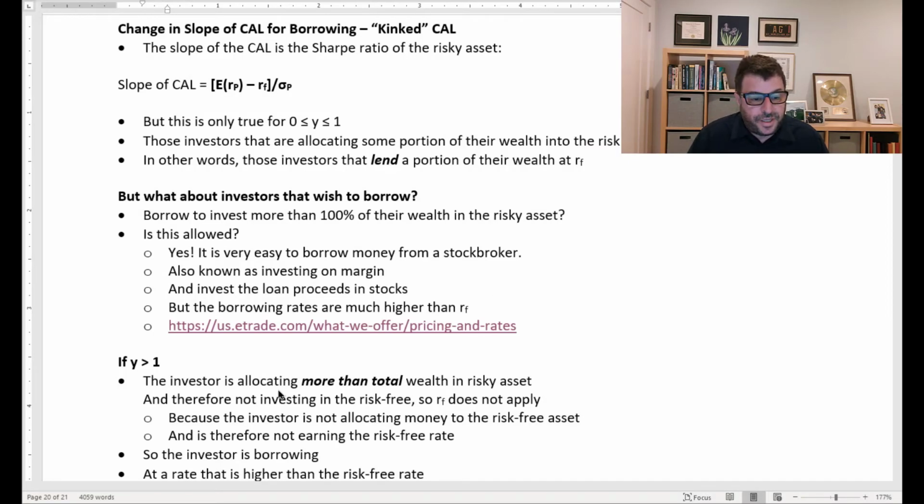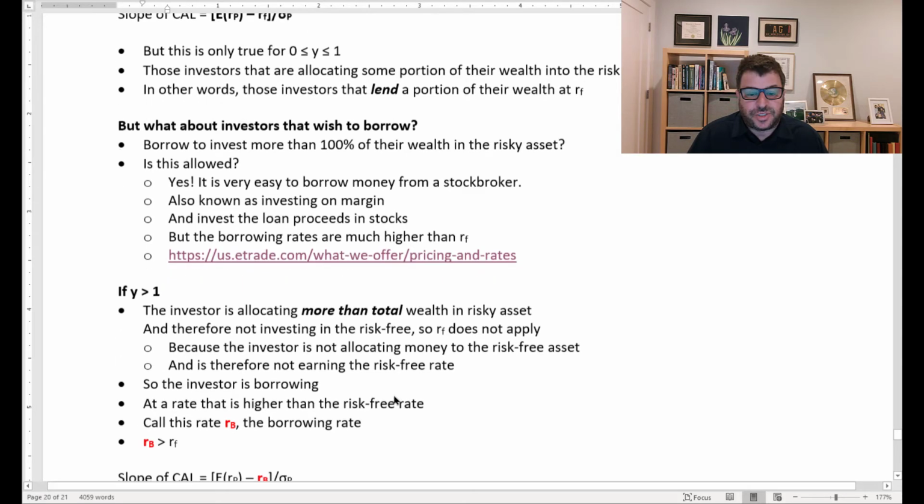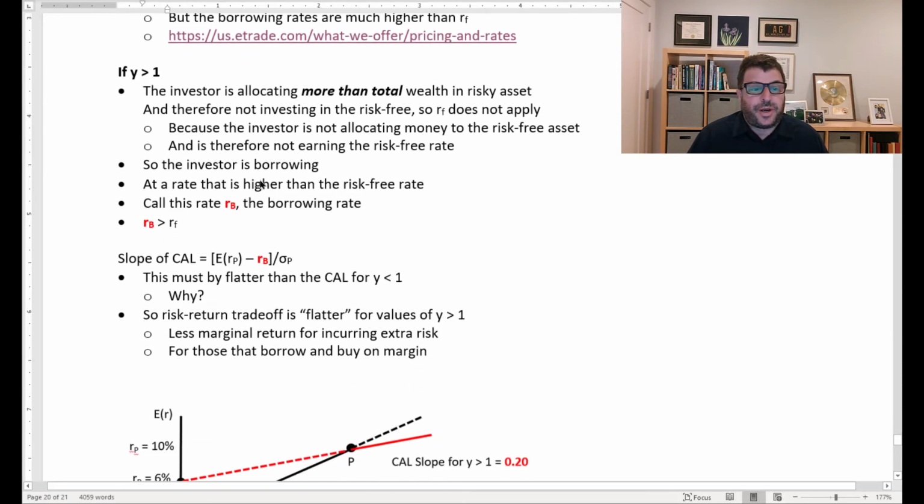So if Y is greater than 1, the investor is allocating more than total wealth in the risky asset, and so therefore they are borrowing, not investing in the risk-free. So RF does not apply. Because the investor is not allocating money to the risk-free asset and therefore not earning the risk-free rate. So the investor is borrowing at a rate that is higher than the risk-free rate. And we'll call this RB, the borrowing rate. And it is necessarily the case that the borrowing rate will be higher than the risk-free rate.